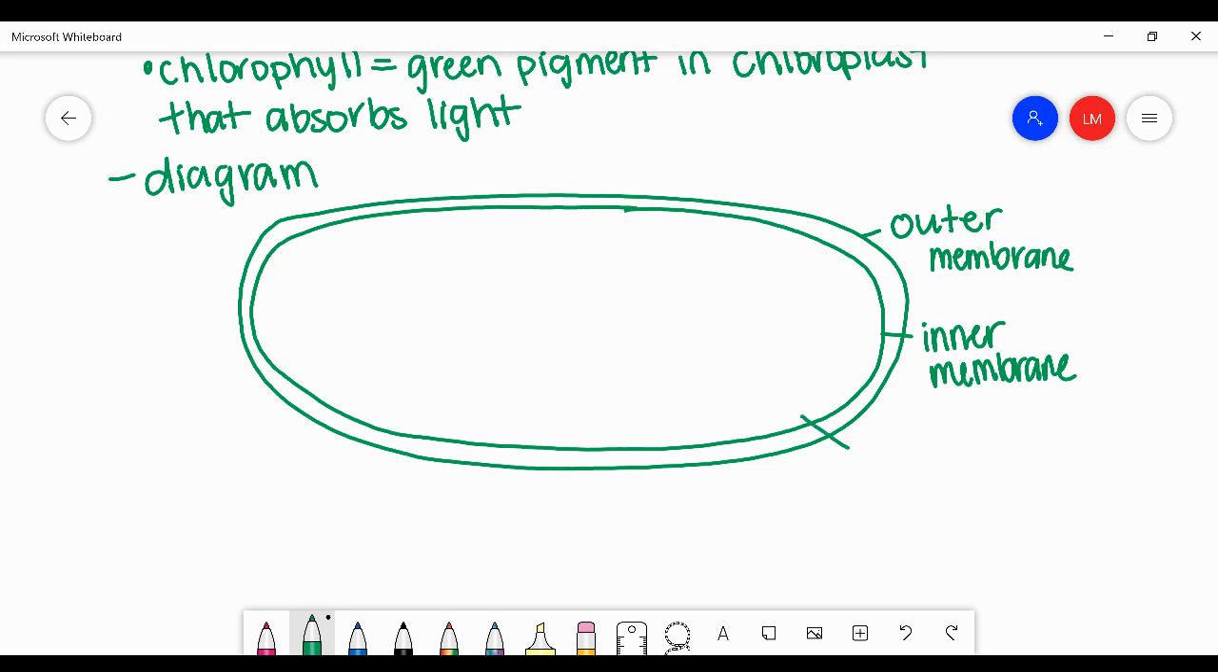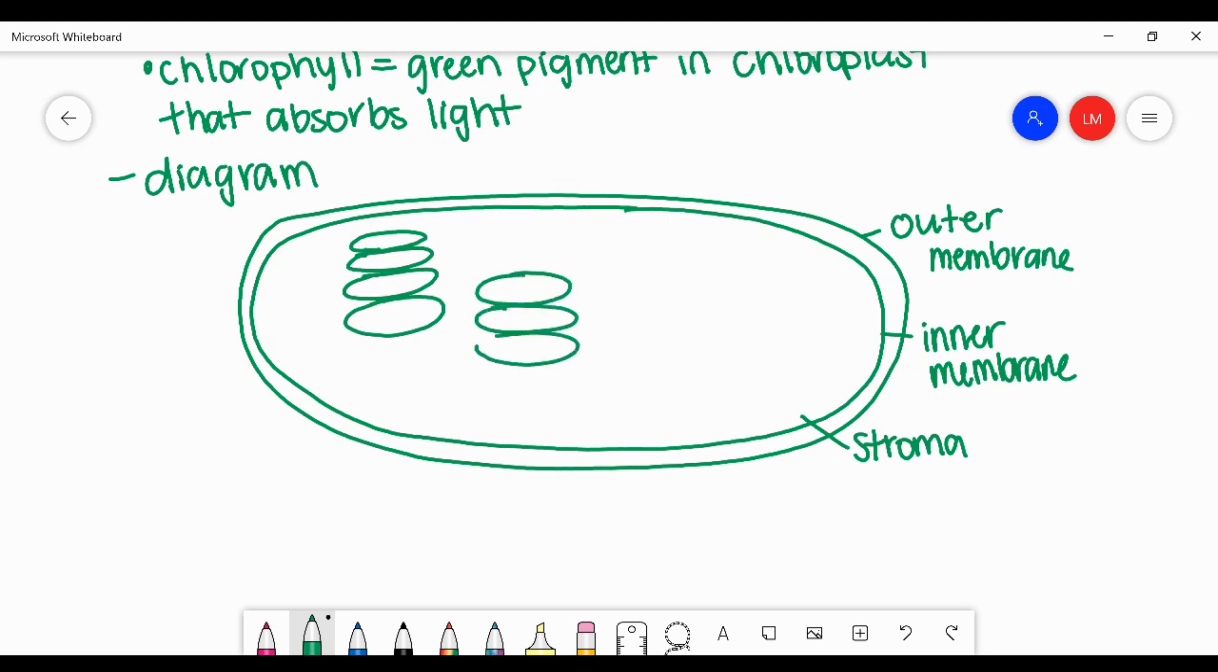There's a fluid on the inside that is called the stroma. And then we have the real star of photosynthesis over here. These little stacks of discs. An individual disc is called a thylakoid. So one disc here is a thylakoid.